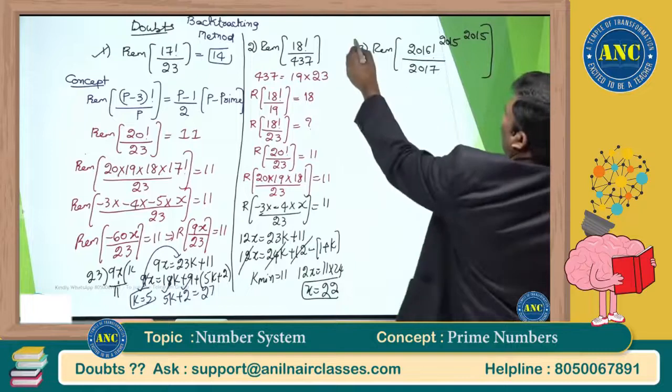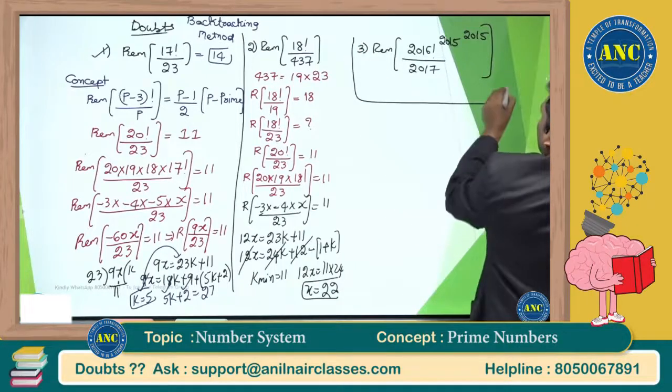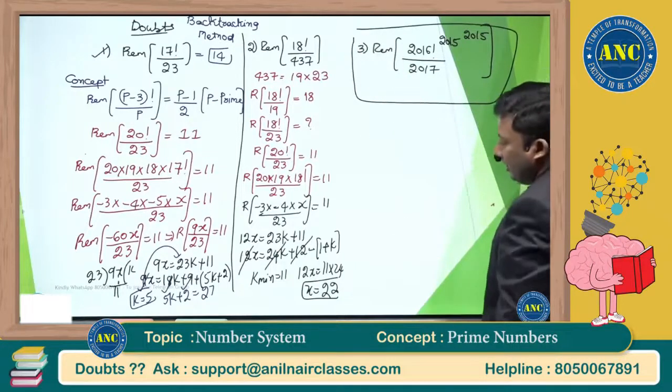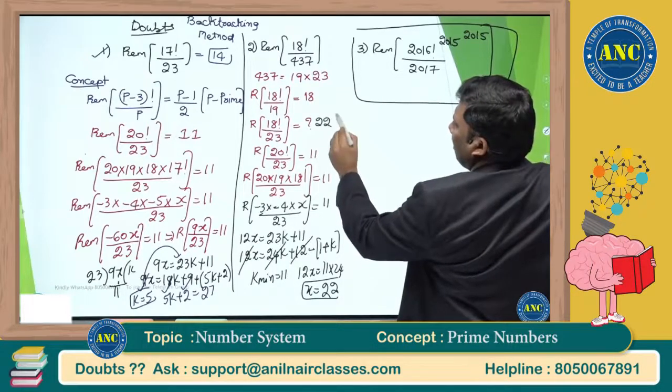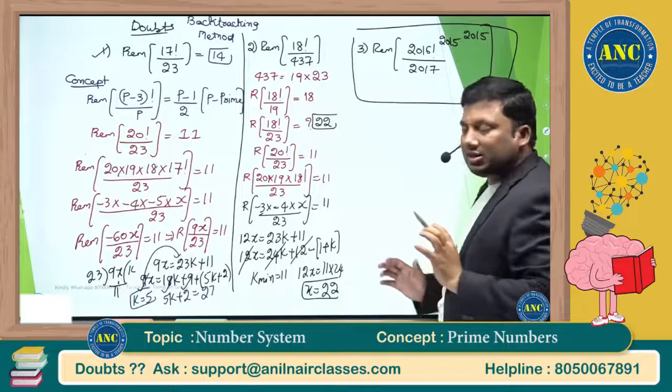Now, what we'll do is, we'll keep this question aside. The x value is 22. So here it is 22. I hope the idea is clear.